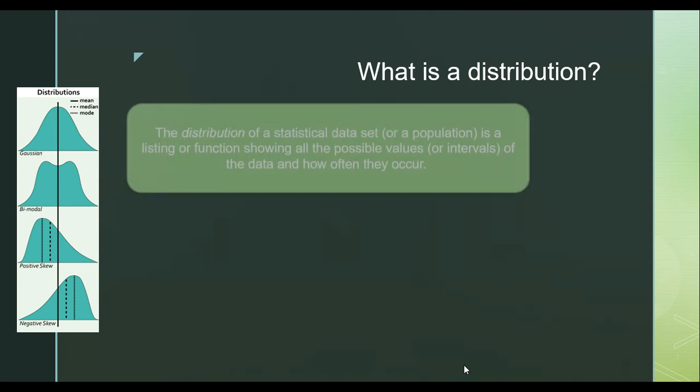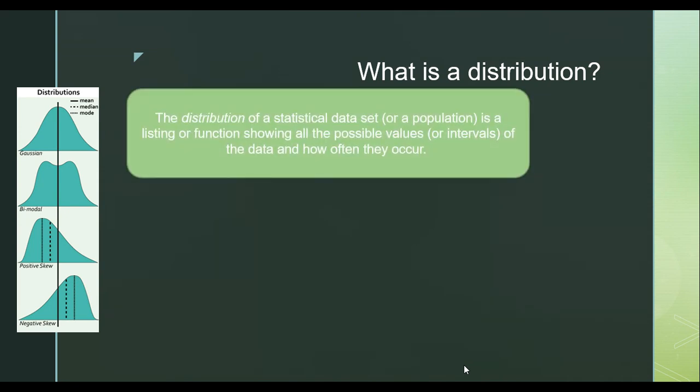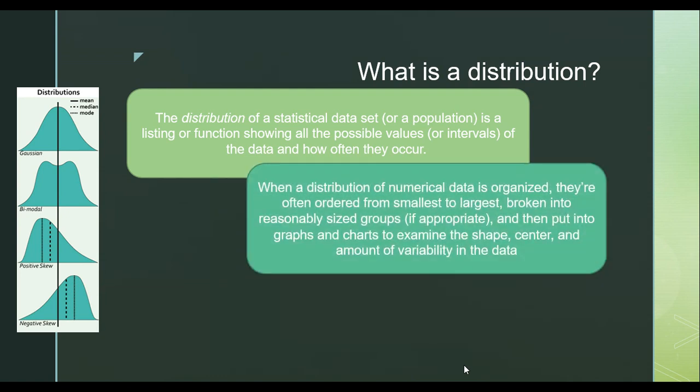And the long of it is essentially the distribution of a statistical data set is a listing or a function showing all of the possible values of the data and how often they can occur. So what happens is we organize it, usually from smallest to largest. We break it up into groups if necessary, and then we kind of start to categorize them. We put them into a graph or a chart, and then we start looking at what is its shape? Where is its center? Based on this information, what's the variability in the data? What can I infer from this data?